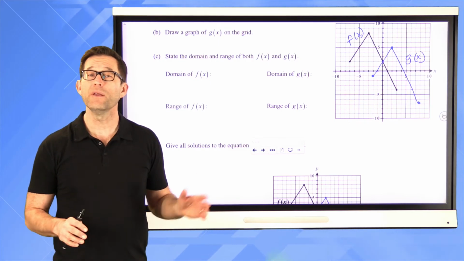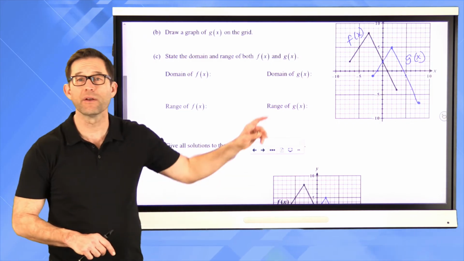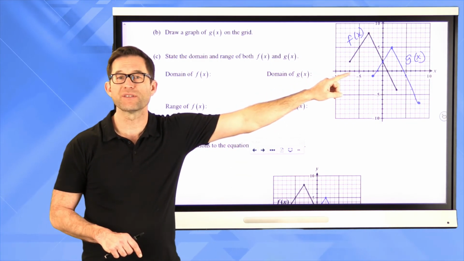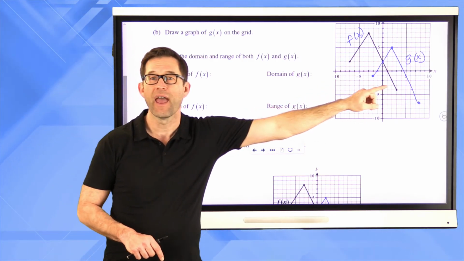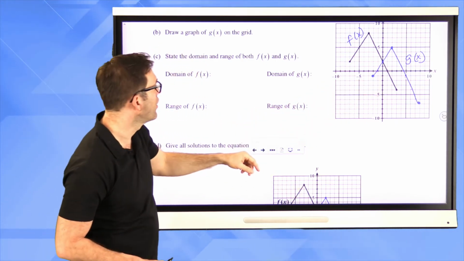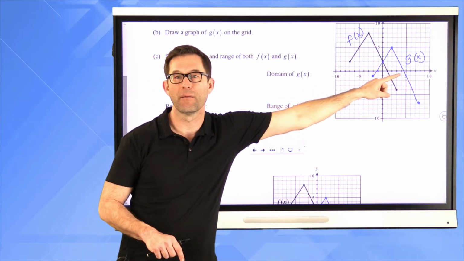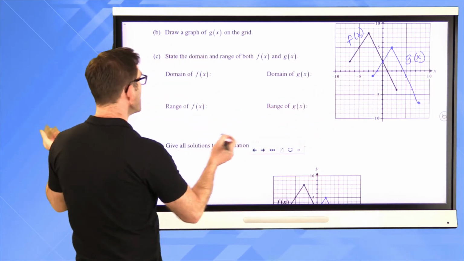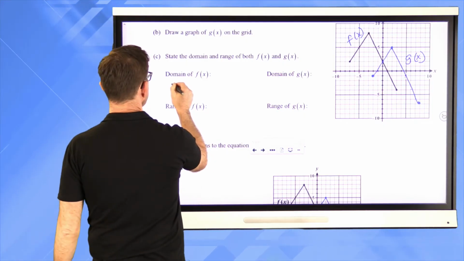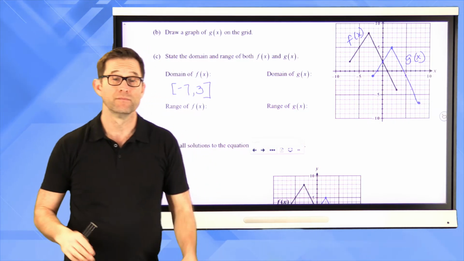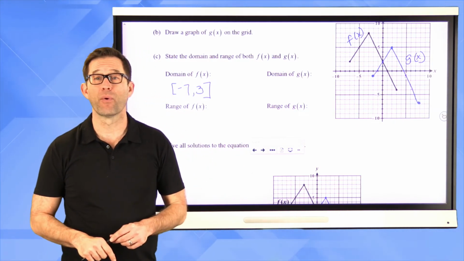All right, for me, domain is always the easier one because literally I can look at f of x and say, f of x starts at an x value of -7 and ends at an x value of +3. A little bit hard to tell, but it ends at an x value of +3. So the domain of f of x goes from -7 to +3. Remember, I use those square brackets because both of those endpoints are included.